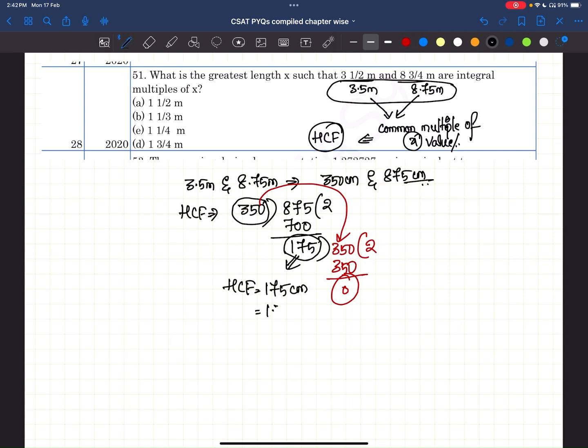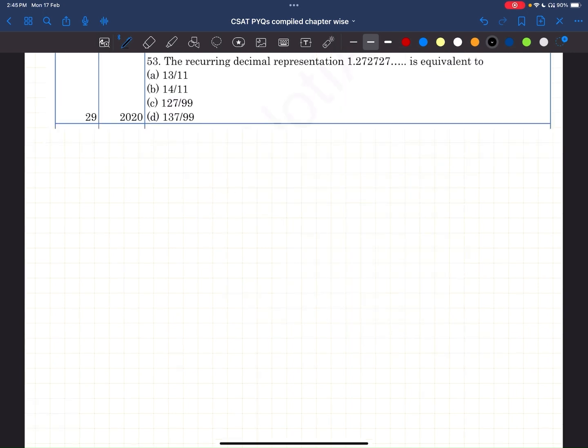That means 1.75 meters. What does this 0.75 represent? 1 3 by 4 meters. Right? The fraction 3 by 4 is nothing but 0.75. Right? So the answer will be D. Now let's solve the next question.